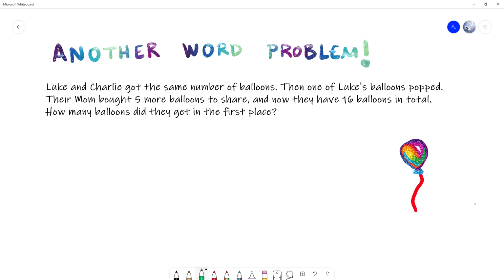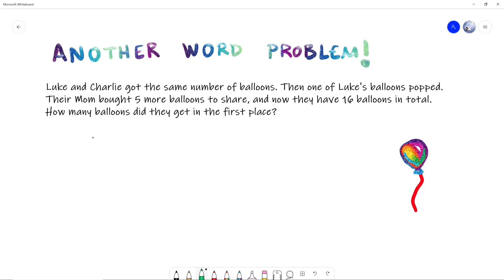Okay. Luke and me got the same amount of balloons. Then one of Luke's popped. Their mom bought 5 more to share. And now they have 16 balloons in total. How many balloons did they get in the first place? Okay, very good. So do you have an equation for this problem?